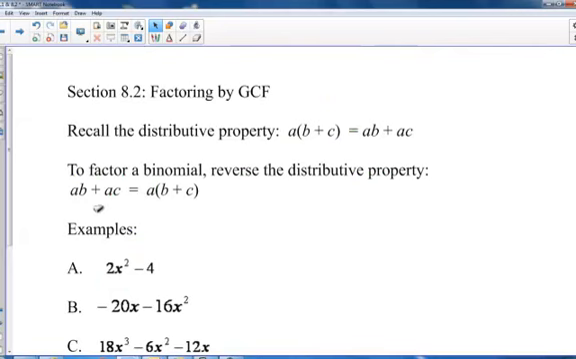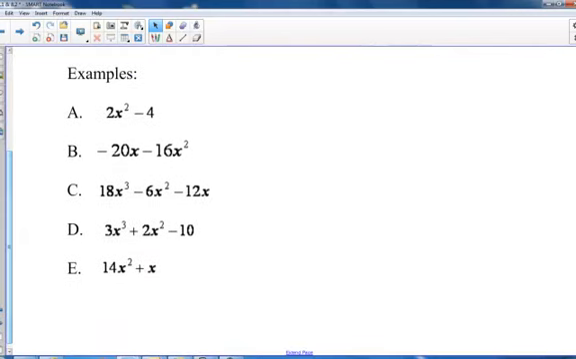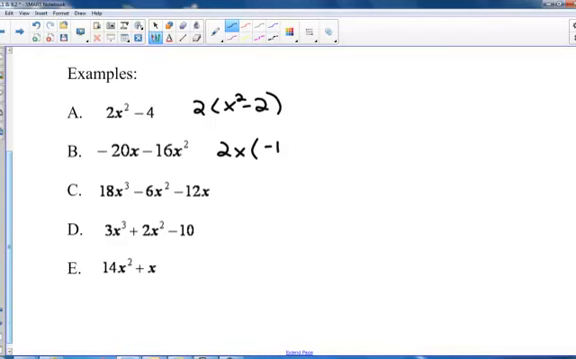All right, so let's go ahead and factor these binomials out with the greatest common factor. In letter A, I can take a 2 out of both. So 2 times x squared minus 2. And we're done. In letter B, I can take an x out, and then I could take a 2 out. Let's just take a 2 out. Let's take a 2x. So you have negative 10 minus 8x.